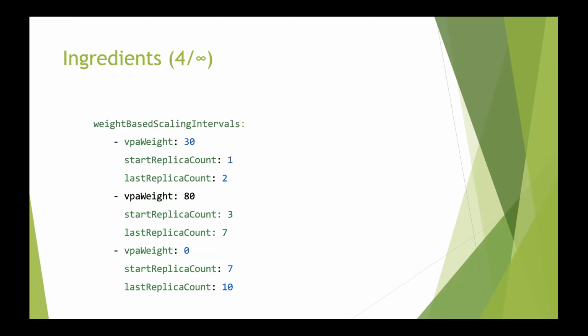Similarly, this is an array. So if the replica count is between 3 and 7, then the VPA weight can be different based on the user's requirements. And if the replica count is between 7 and 10, then even a VPA weight of 0 can be given, in which case it's purely horizontal scaling. So any kind of value can be given here. This way we can control how an application can scale both horizontally and vertically in an optimized manner.